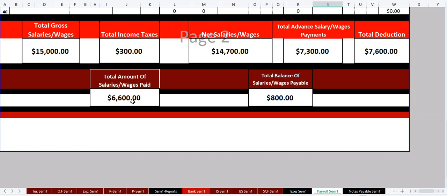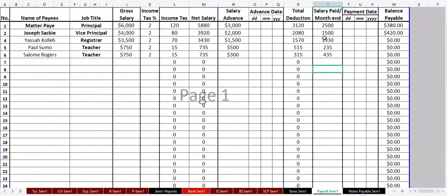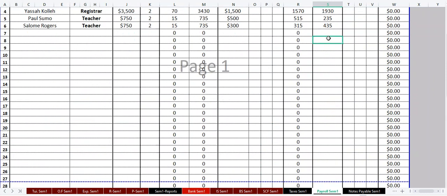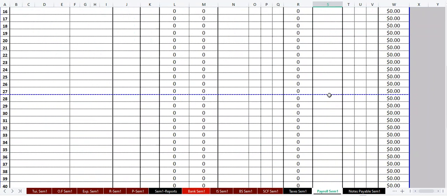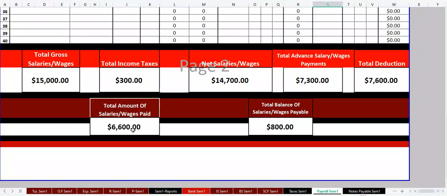That means it was the amount that was paid at the end of the month, what was given to them. It's different from the deduction. So that means after the deduction, this is what was given to them. We're talking about this column. This is what was paid to them at the end of the month. So now the total balance salary payable is 800. That becomes the salary payable.